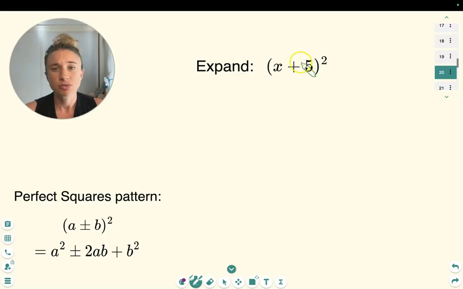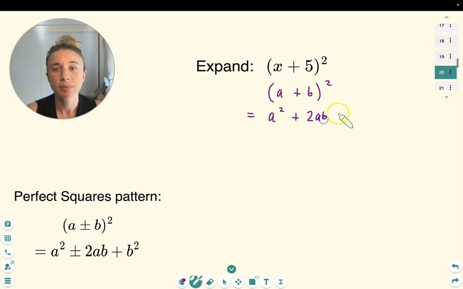So first thing is to recognize that this has a special pattern, a perfect squares pattern. So let's align it with that pattern. A plus b squared. And let's write the full pattern. It should expand to a squared plus 2ab plus b squared. Since this sign's a plus, this is going to be a plus.